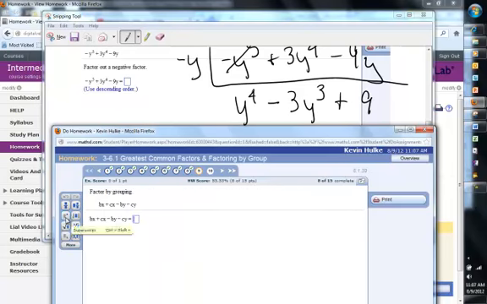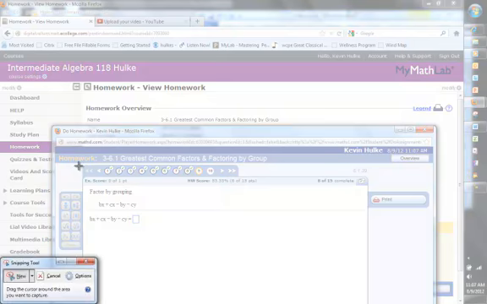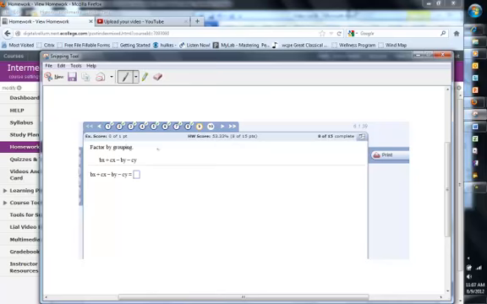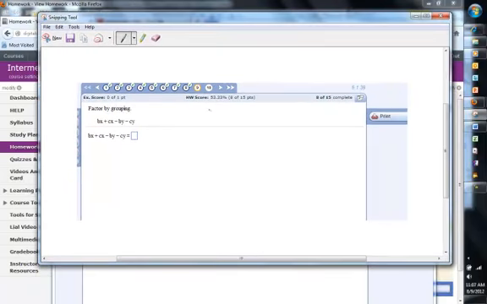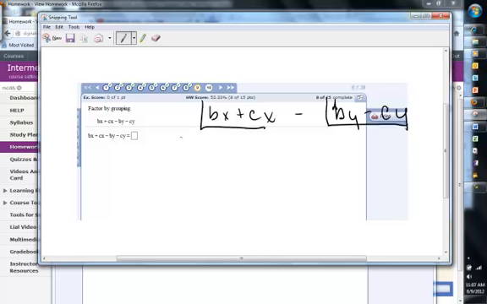All right, factor by grouping. So we get bx plus cx minus by minus cy. Let's treat them as two separate factorings. We can take an x out of the first ones, and we're left with b plus c. We can take out a negative y out of the second ones. That changes this to positive, so we're left with b plus c.